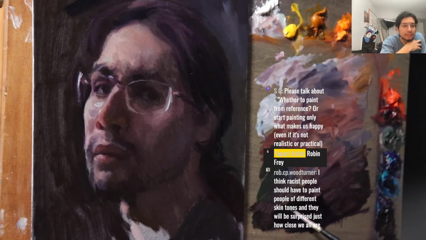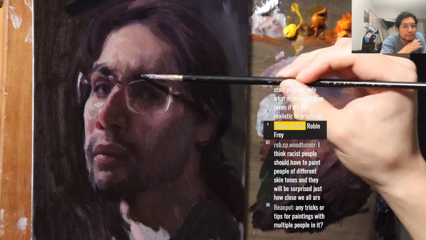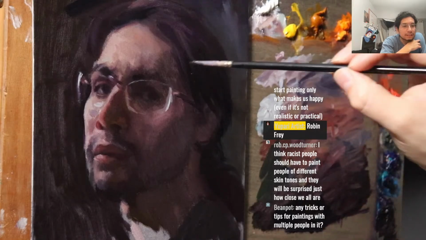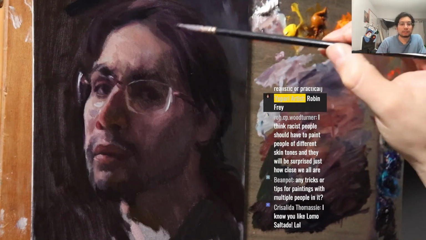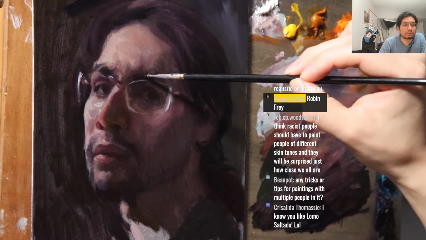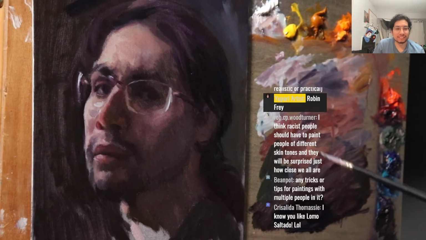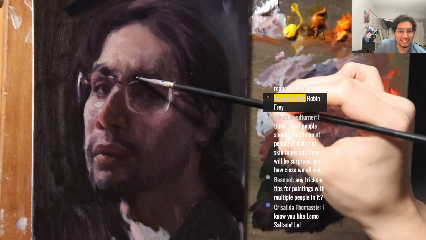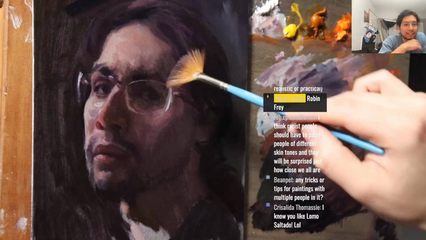So Rob CP, you think people should paint people of different skin tones, and they will be surprised just how close we all are. Yeah, we are all very close. I mean, the Zorn palette can get pretty much almost anything. Crisalita Tomasi, Lobo Sotelo. Yeah, I do like Lobo Sotelo. That's a good one right there. And Ahide Gaina, I like that one too. That's funny.